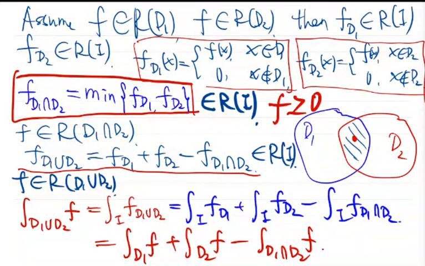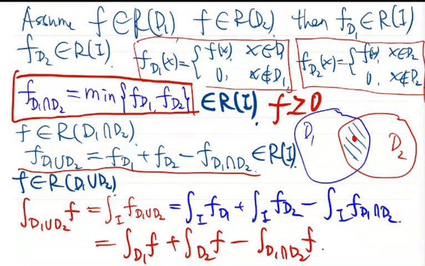So when f is non-negative, if f is integrable over D1 and D2, we have proved that f is integrable over the union of D1 and D2, and also over the intersection, and also the integral equality is true. But this does not complete the proof, because our proof up to now depends on an additional assumption that f is non-negative. So we still need to prove the case when f is sign changing.